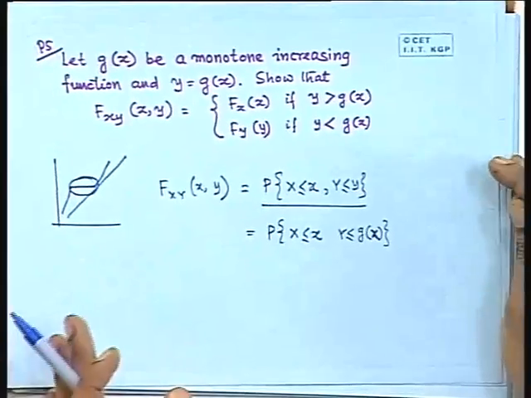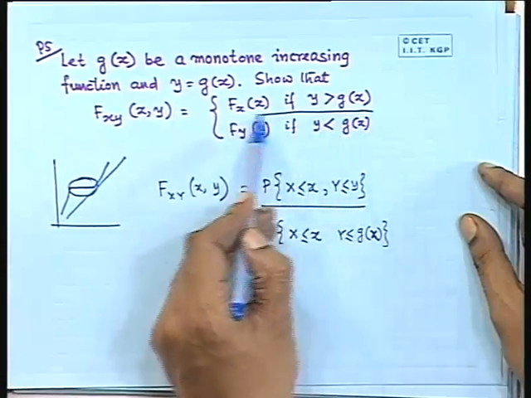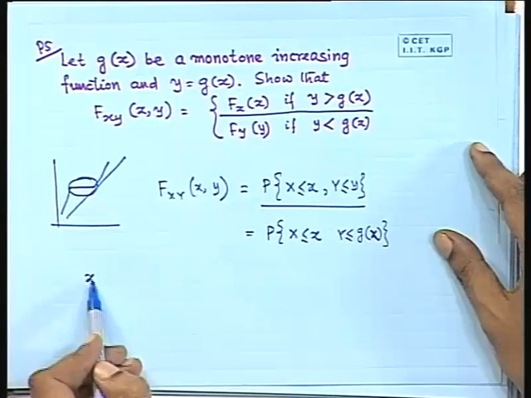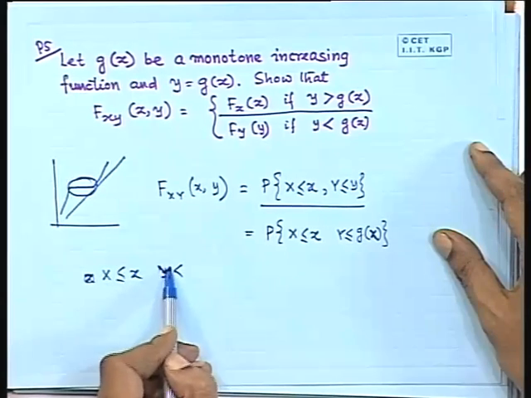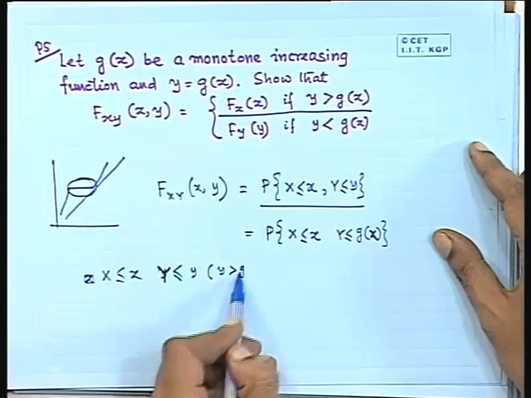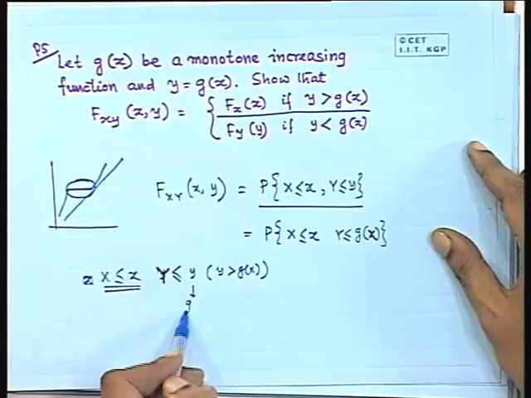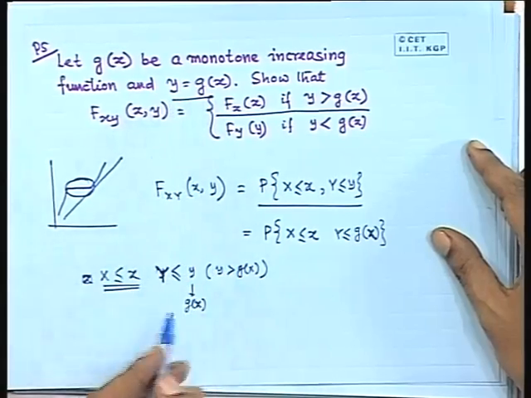Now the question is, what is this saying? This is saying that y is greater than g(x), you have chosen a y. Now the point is, can it happen that X is less than or equal to x and Y is less than or equal to y, where y is greater than g(x)? If X is less than or equal to x, Y must be less than or equal to g(x), because they are related like this.